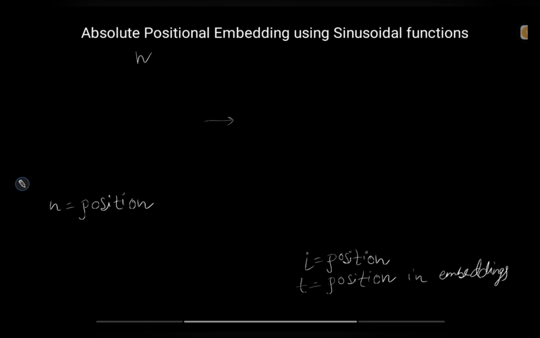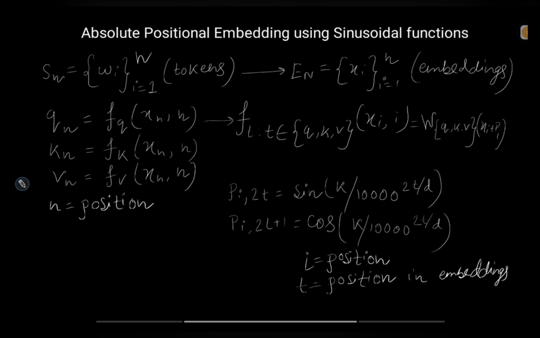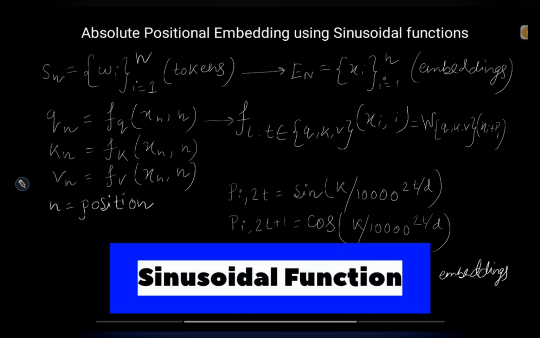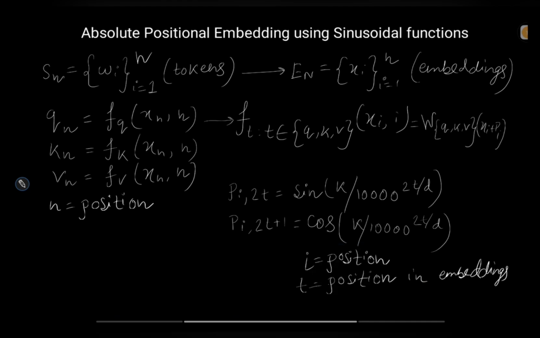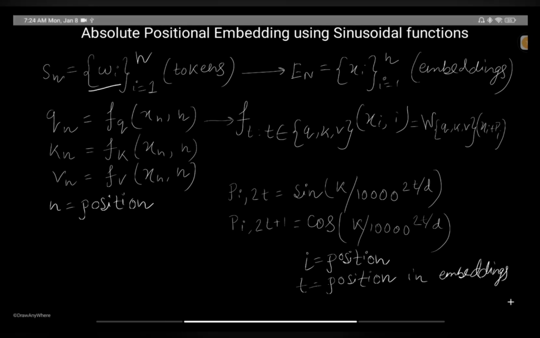Let's talk about what this positional encoding, or the absolute positional encoding, is. We are talking about the sinusoidal functions which we use in the Attention Is All You Need paper, right? So we have a sentence S_N, which is a series of tokens from 1 to N, and those are represented as w_i, right?